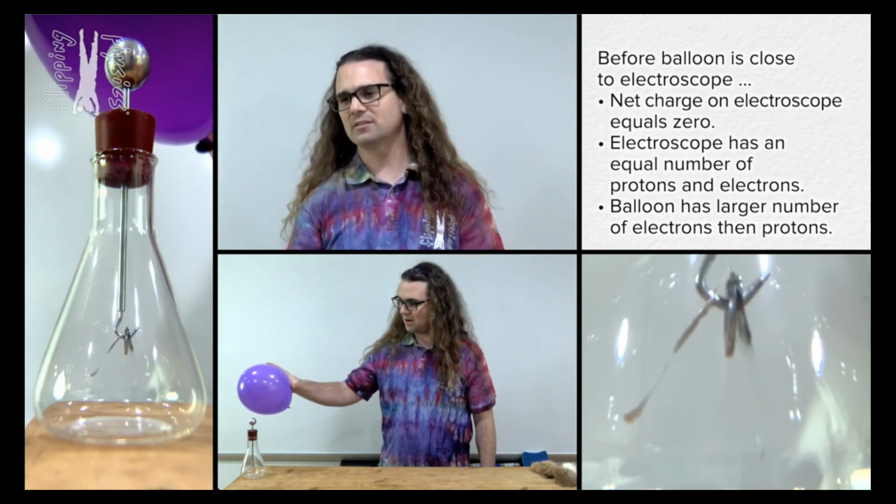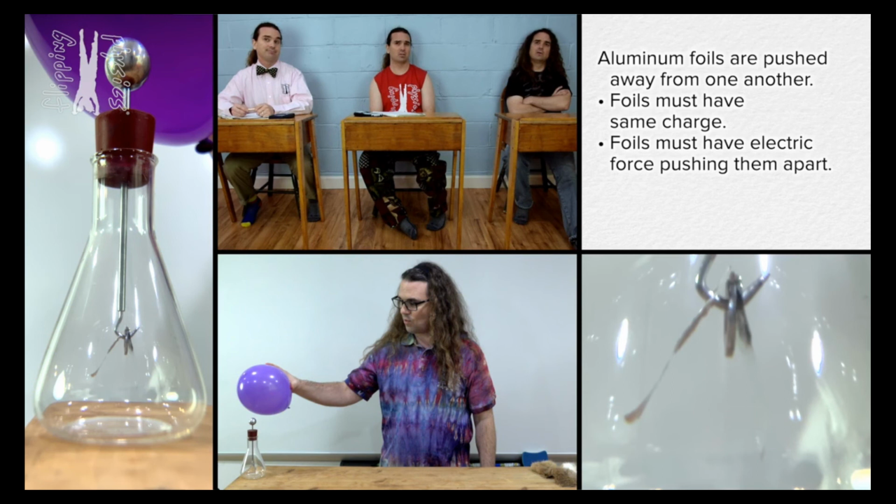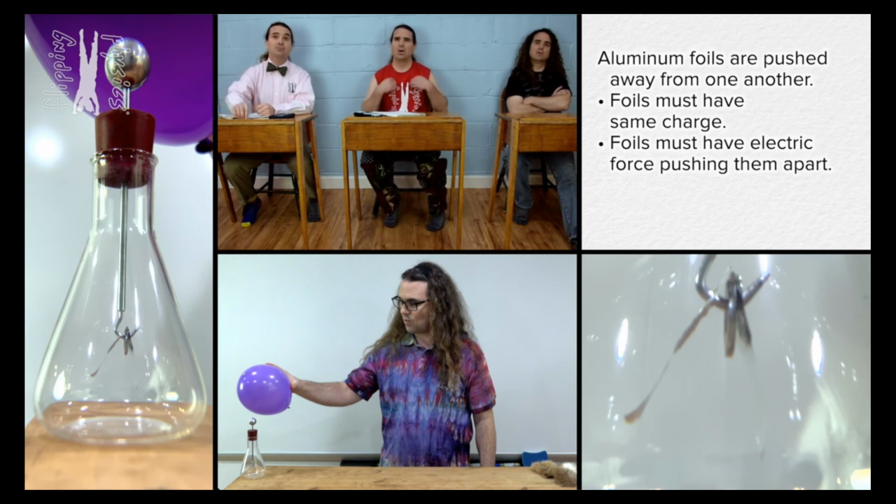Bobby, why do you think that is? If the two metal foils are pushed apart from one another, according to the law of charges, they must have the same charge, and there must be an electric force pushing them apart. But I do not know if the net charge on each of the foils is positive or negative. We can use the law of charges to figure that out as well.